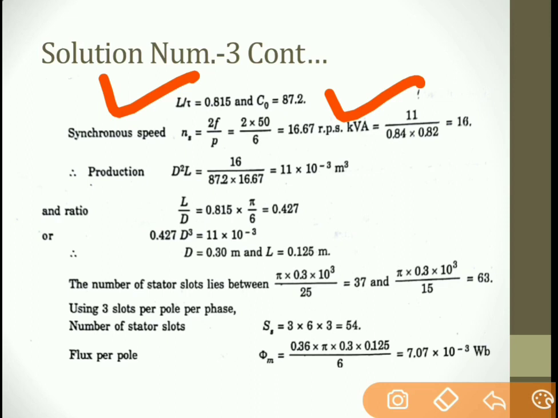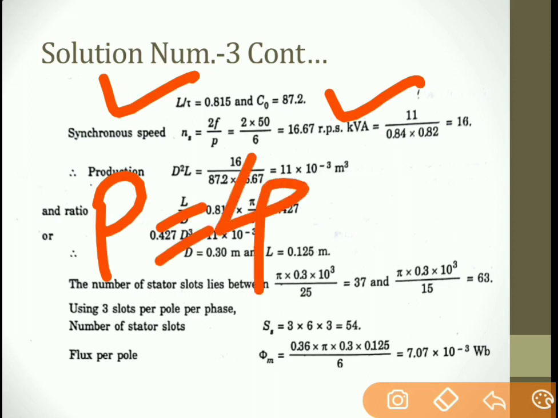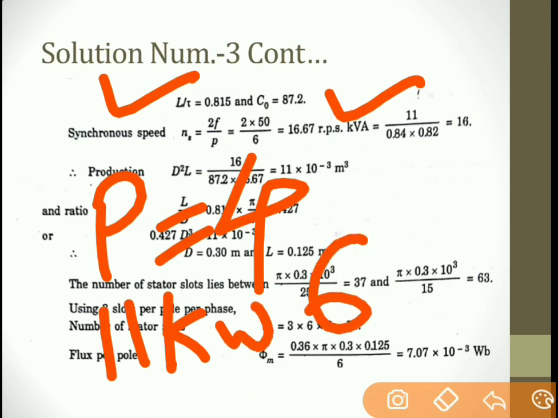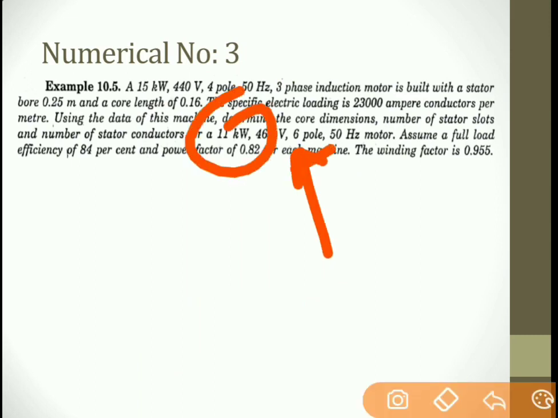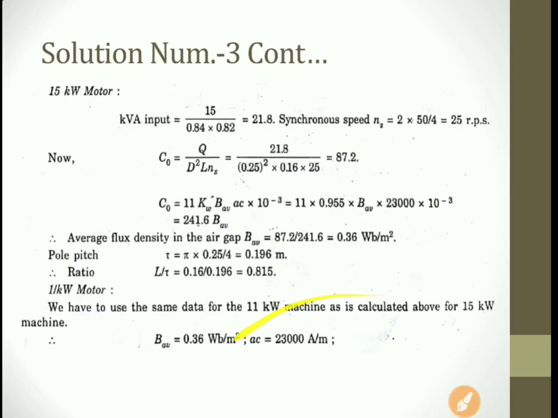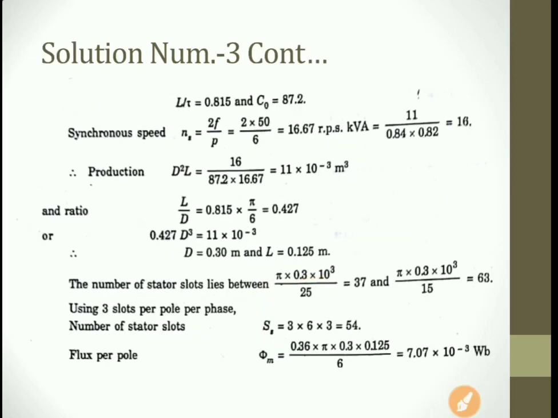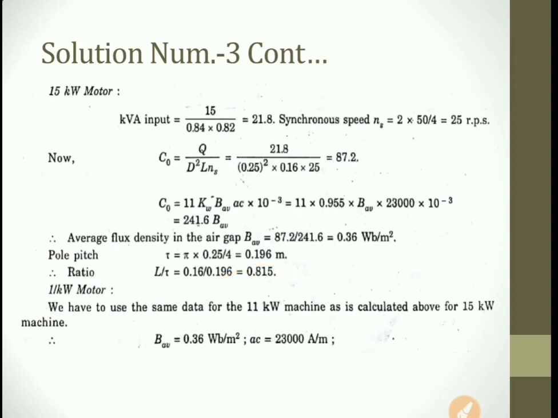The difference is the P value. For the 15 kilowatt motor it was 4. Here for the 11 kW motor, this value is given in the problem as 6. If you go through the problem statement very quickly, we can identify 6 poles for the 11 kilowatt motor. So that is why I need to consider that 6. Hence there is a change in the calculation. What is that change? Let us see.